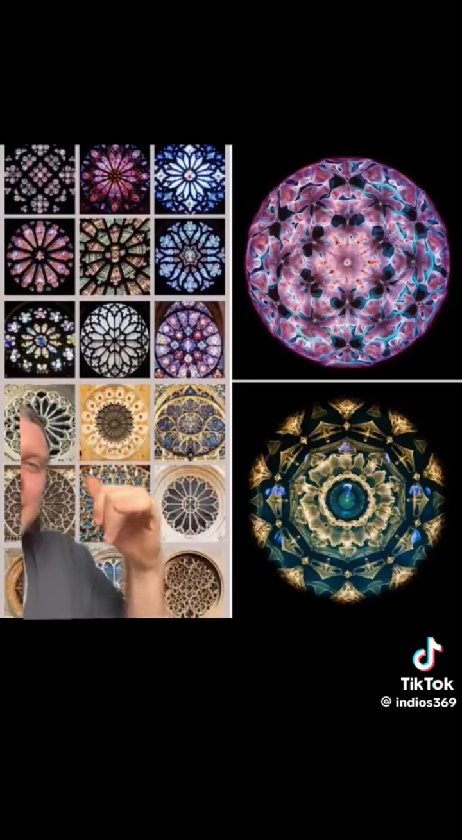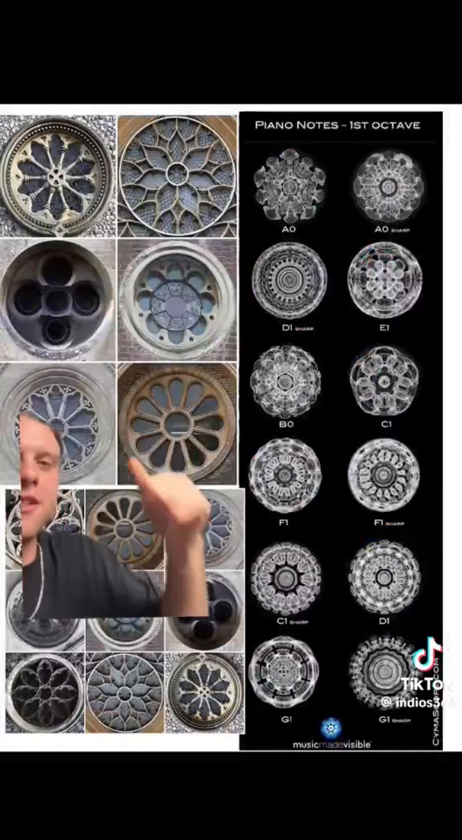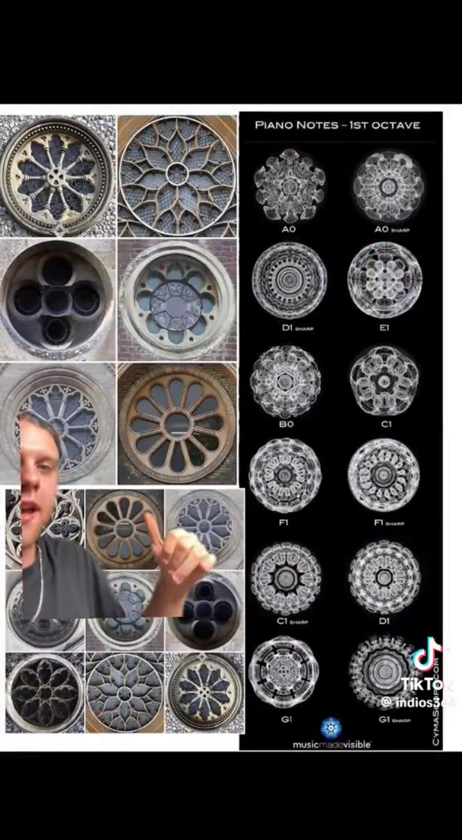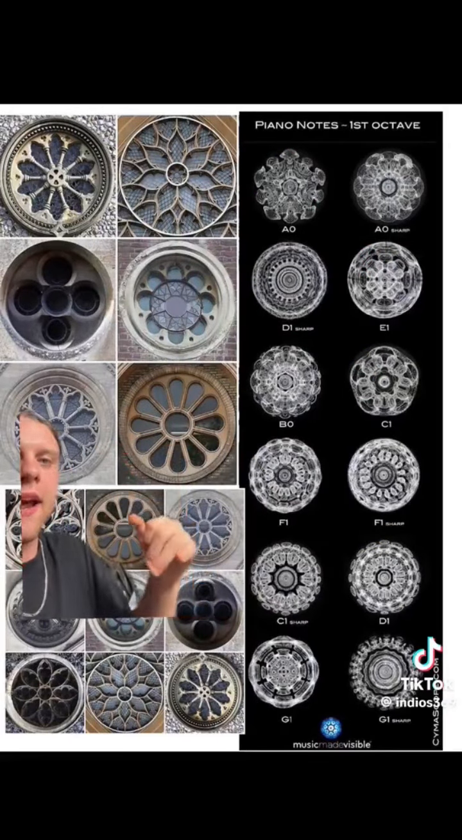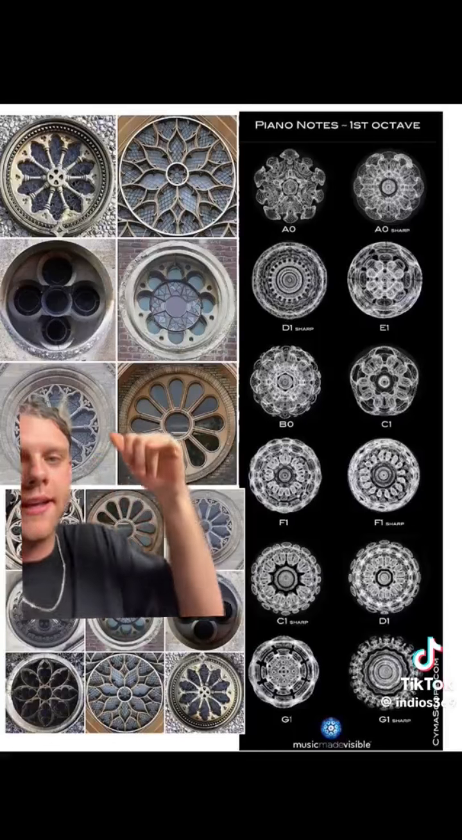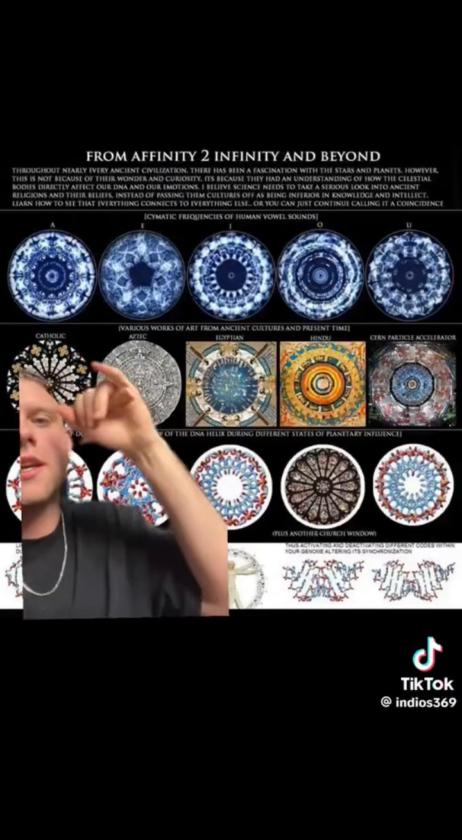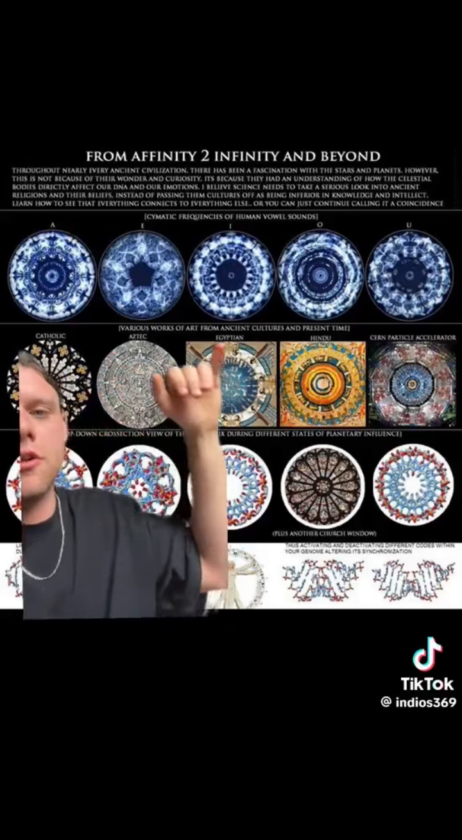Okay, these are all somatic tones. This is all magnetic resonance, okay, through sound waves and light and energy that interacts with our DNA structures. You can see here right at the top, these are all your vowels, okay? The somatic frequencies are all your vowels. This is a church window, all right?